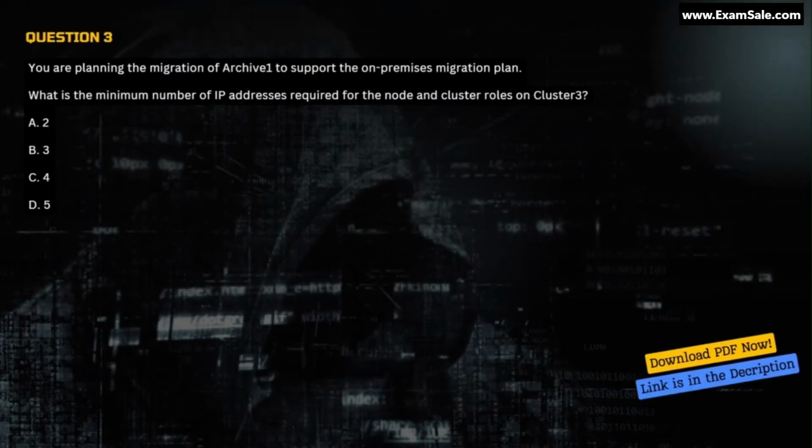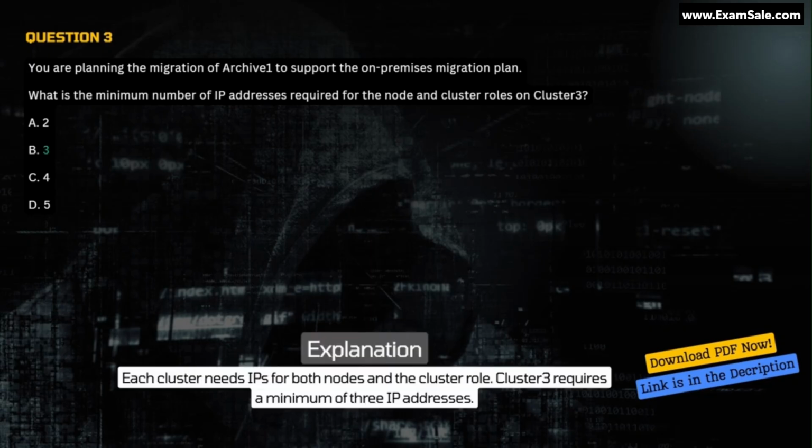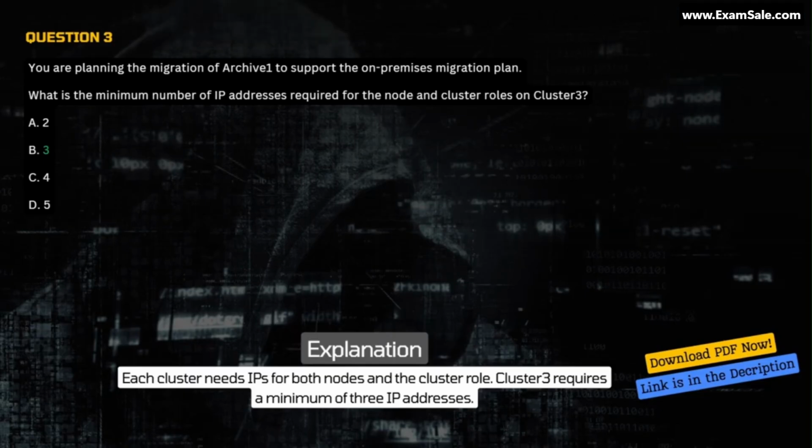Question 3. You are planning the migration of Archive 1 to support the on-premises migration plan. What is the minimum number of IP addresses required for the node and cluster roles on Cluster 3? A. 2. B. 3. C. 4. D. 5. Correct answer, B. 3. Explanation. Each cluster needs IPs for both nodes and the cluster role. Cluster 3 requires a minimum of 3 IP addresses.